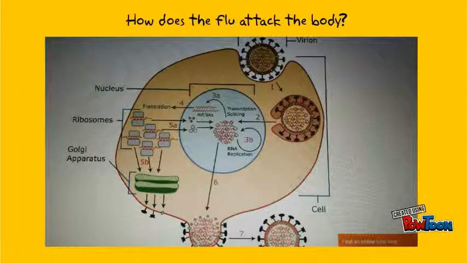Next, the virus replicates its genetic material in the host cell nucleus. After that, the replicated genetic material turns into mRNA to translate the genes at the ribosomes. As this happens, another virus is made and exits the host cell through exocytosis.